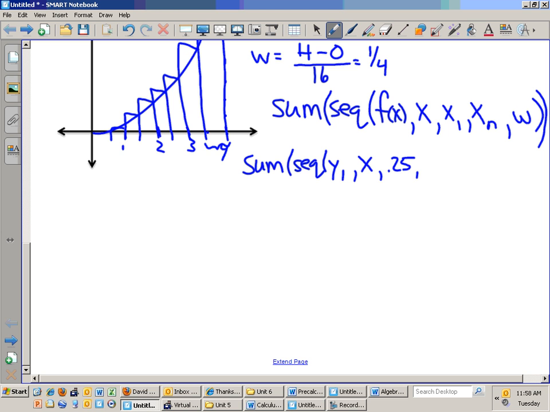4. And what is our width? 1/4. Yeah, our increments are every 0.25.